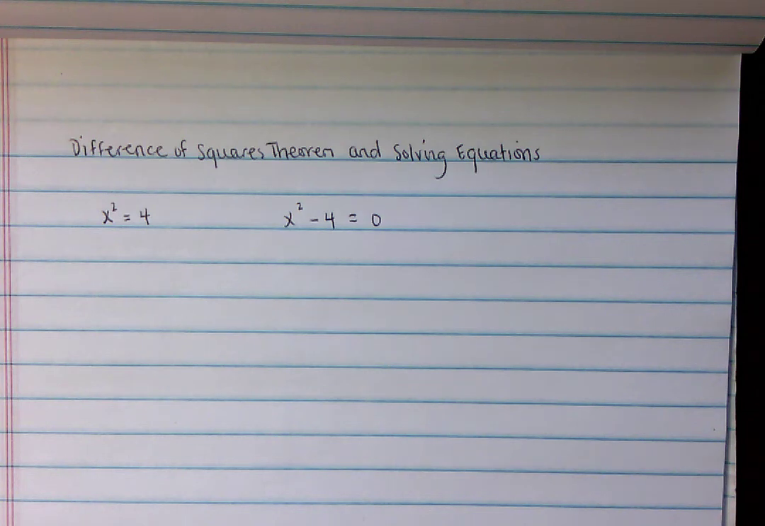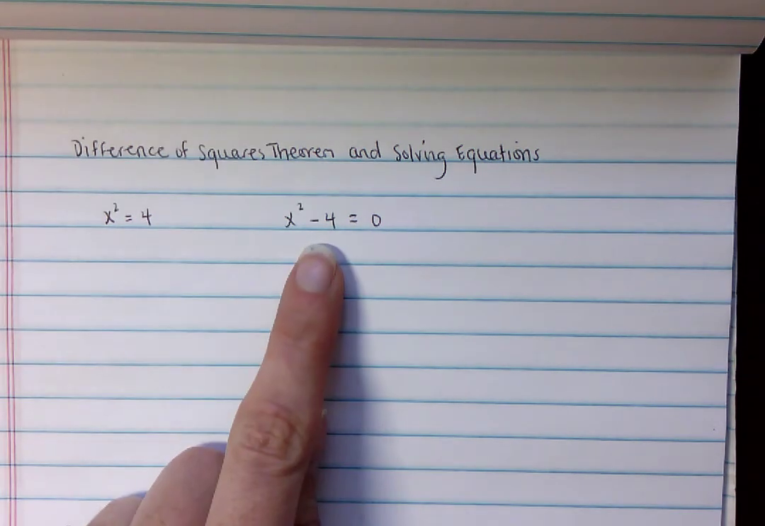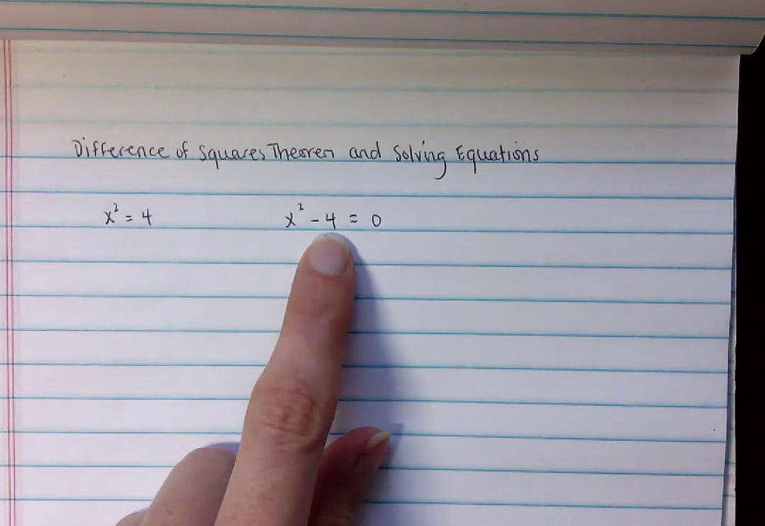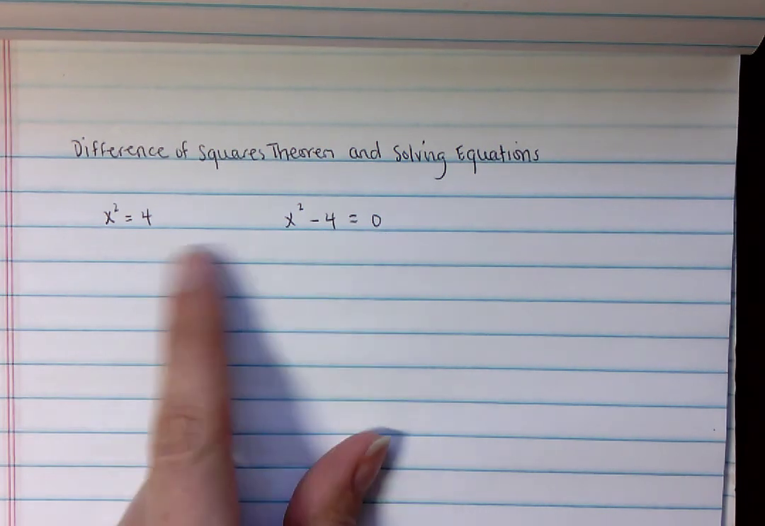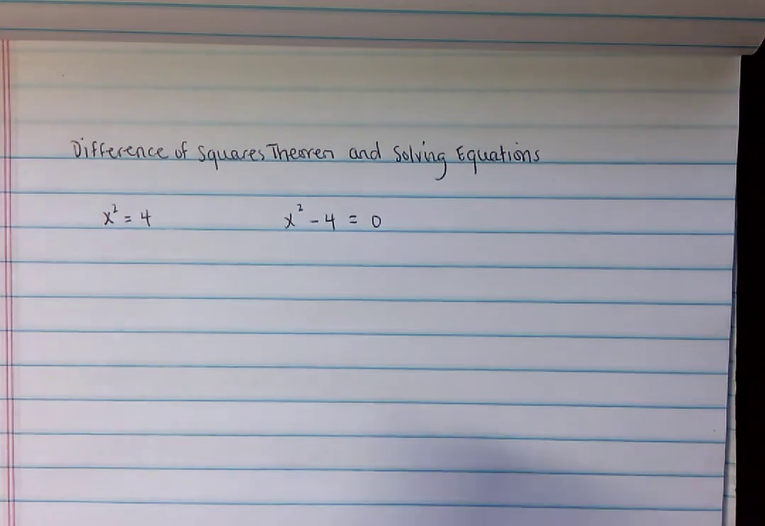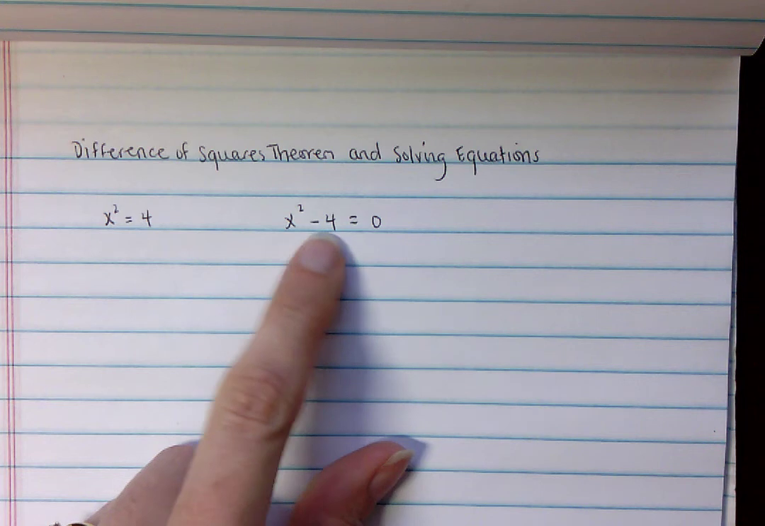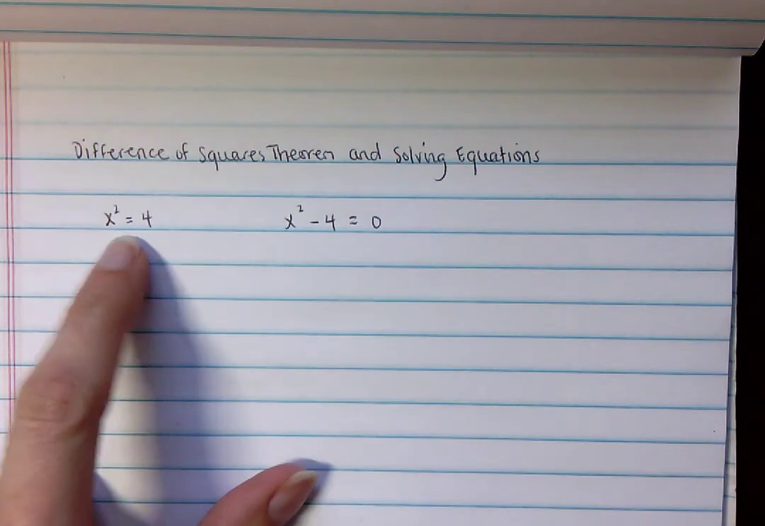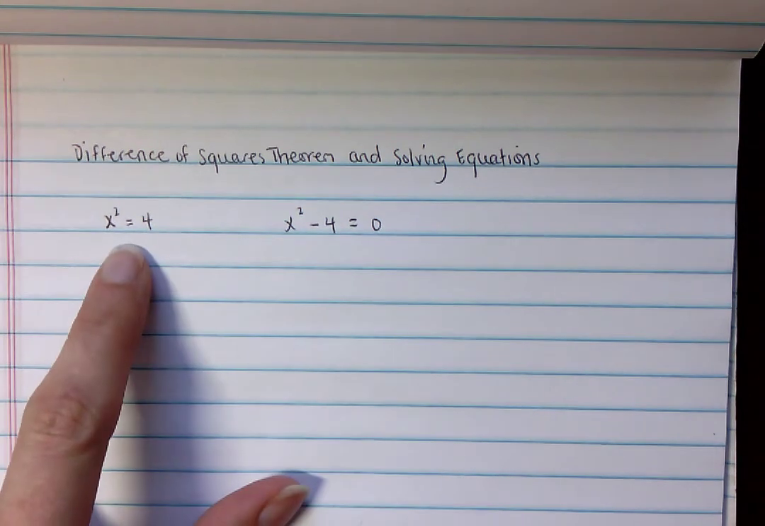Hey guys, so today we're going to be talking about the difference of squares theorem and solving equations that have the squared term. Looking at this, you can see that these two equations, x squared equals 4 and x squared minus 4 equals 0, are both the same equation. They're just in two different forms. One is written as a difference of two perfect squares, and the other one, basically they added the 4 to the other side.